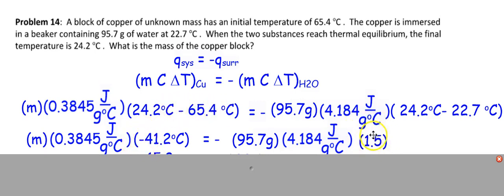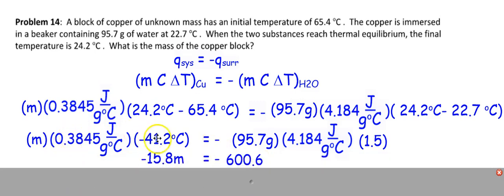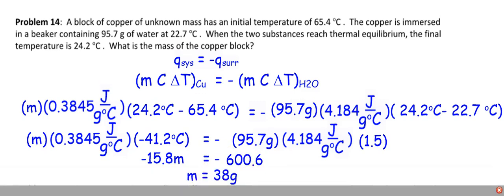All right, and I got a positive 1.5 here. But what will this negative and this negative right here do? They're going to cancel each other out. So then what did I do? I multiplied these two numbers together, and I got negative 15.8 times the mass is equal to, I multiplied those three numbers together, 600.6. I have a negative sign here, so my negatives cancel out, and so I have the mass of 38 grams.